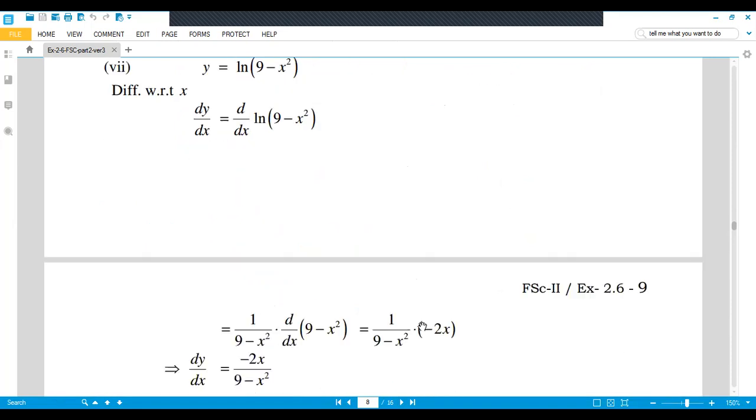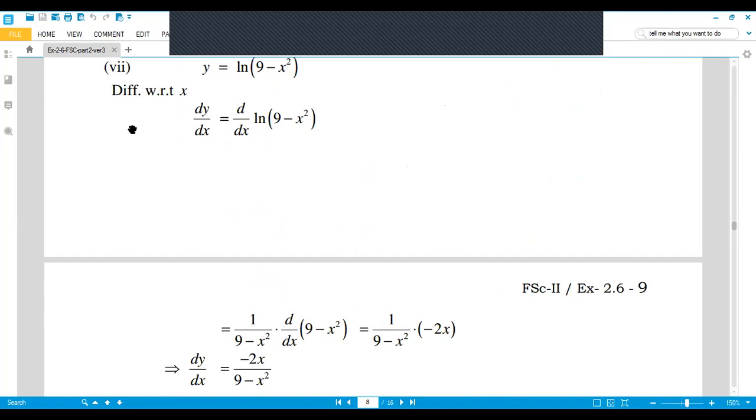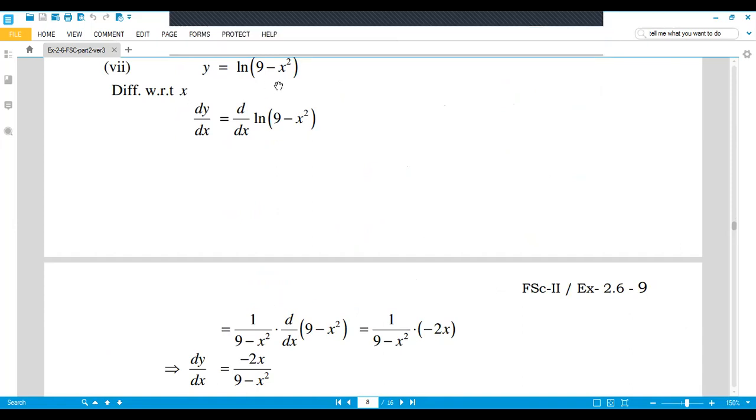Again, it is just like the previous question. So you have y equal to natural log of 9 minus x square. So differentiate with respect to x, dy by dx, derivative of natural log of 9 minus x square. Natural log derivative is 1 over the value which multiplies with natural log, 1 over 9 minus x square. Then further derivative of 9 minus x square.